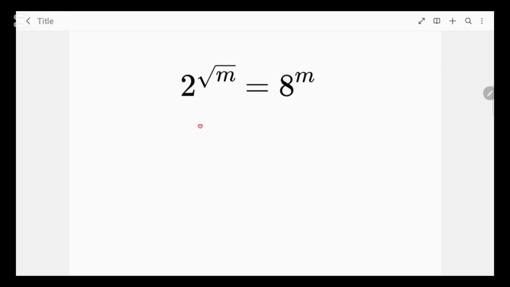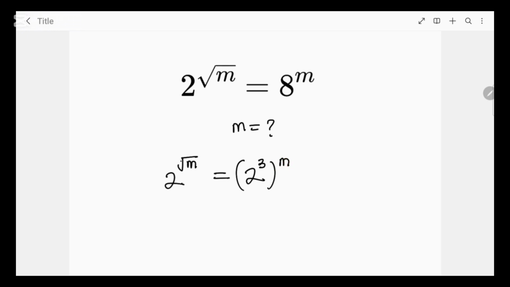We have this interesting question that says find the value of m given that 2 to the power of the square root of m is equal to 8 to the power of m. Well, our first step will be for us to write them in the same base. So the left hand side, we already have a base of 2 to the power of the square root of m. This is equal to, now writing 8 in base 2, 8 is the same as 2 to the power of 3, and it is raised to the power of m. So I'm going to be raising this to the power of m.